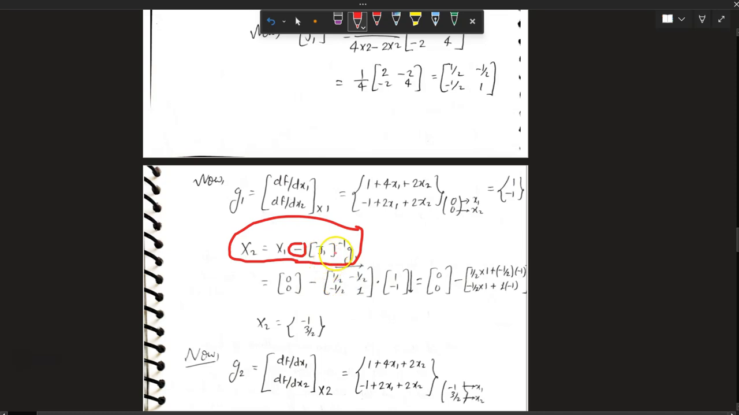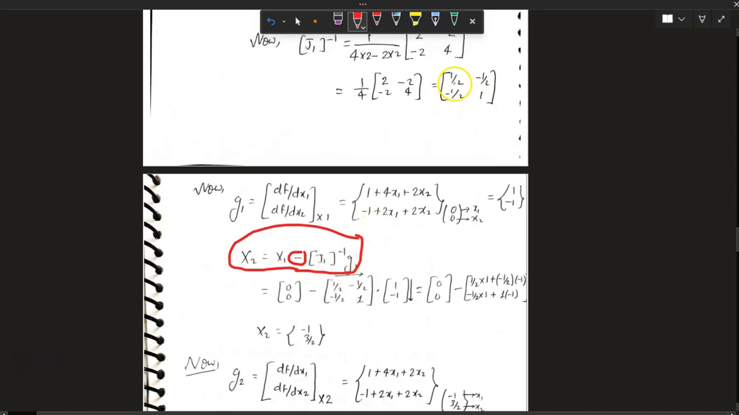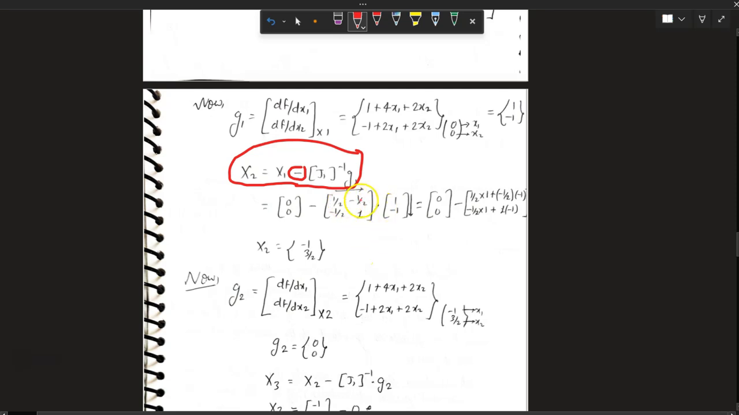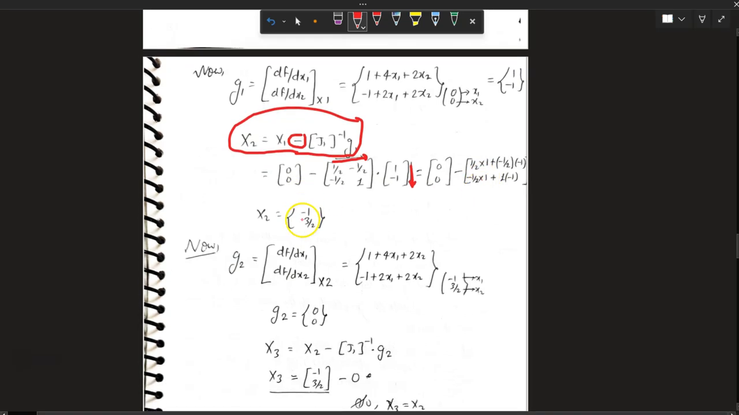x1 is 0 0, minus Jacobian inverse, as you get it here. Put G here, then you will get all the values. Alright, now see how to solve this. This is the matrix multiplication. So take the row from here and the column from here, and row into column you can do. So 1 by 2 into 1, plus minus 1 by 2 into minus 1, and minus 1 by 2 into this one plus 1 into this minus 1. Like that it is solved. So x2 we will get here.